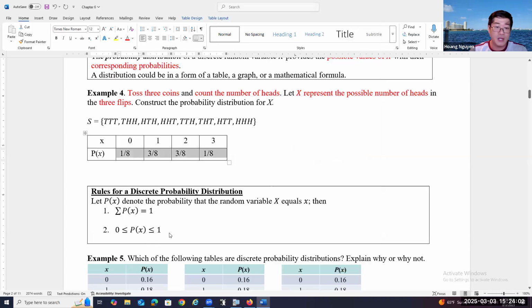The second rule for discrete probabilities is that the individual values of P(x) are between 0 and 1. So 1/8 is between 0 and 1. 3/8 is between 0 and 1. 1/8 is between 0 and 1. So that's good. So that's going to be the rules for the discrete probability distribution. It's similar to the rules for probability that we learned in chapter 5.